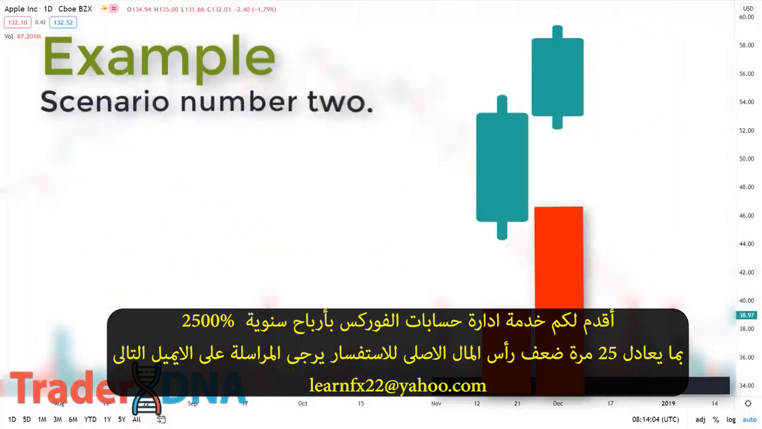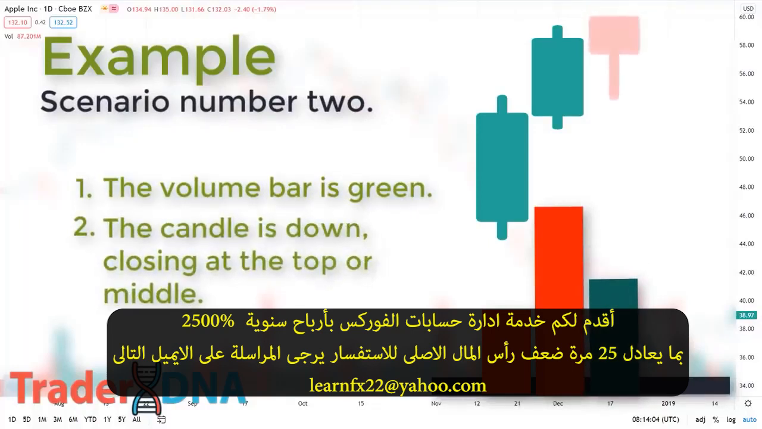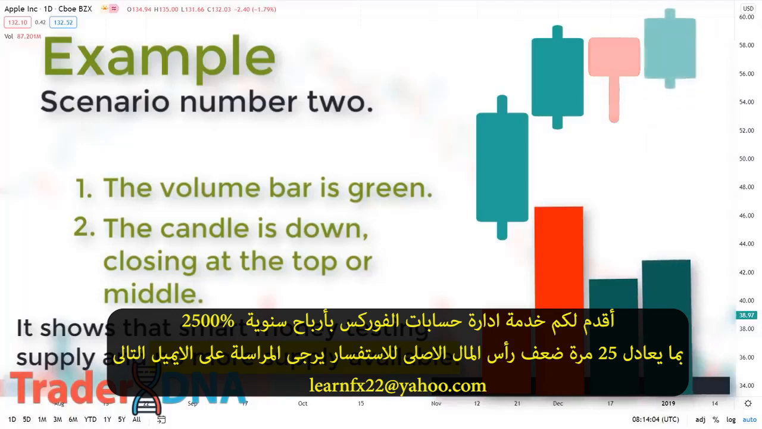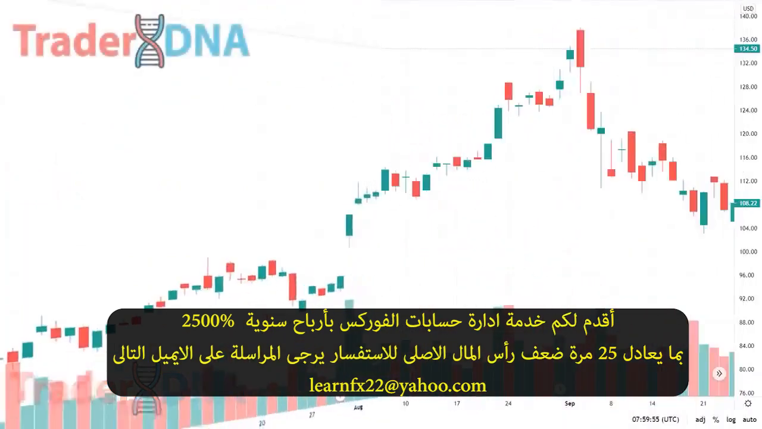Scenario number 2. First, the volume bar is green. Second, the candle is down, closing at the top or middle. It shows that smart money is testing supply and no more supply is available. The third candle was buyer's volume if the fourth candle closes above the top of the second candle. This confirms the valid buy signal. Here are other examples of volume candlestick trading strategy.